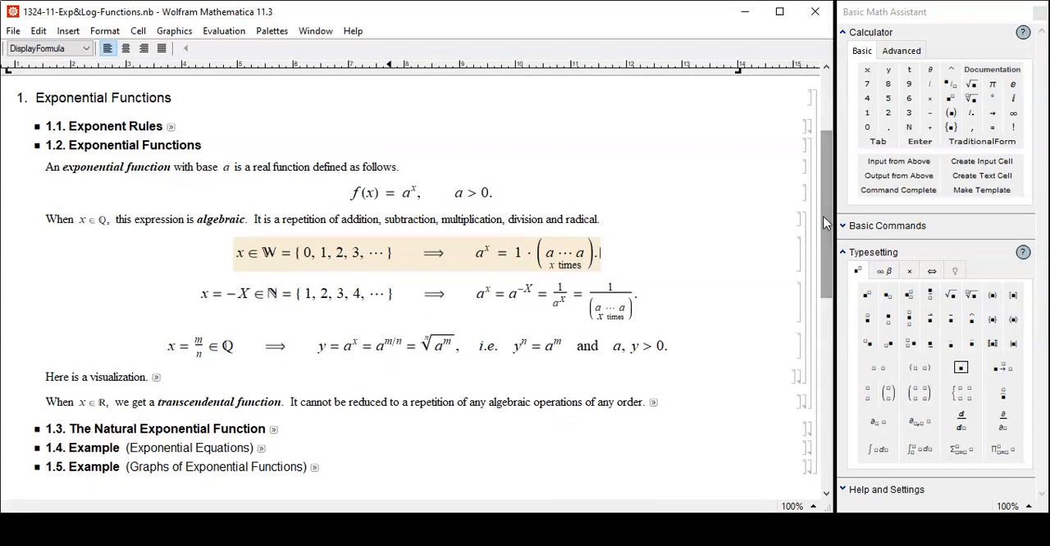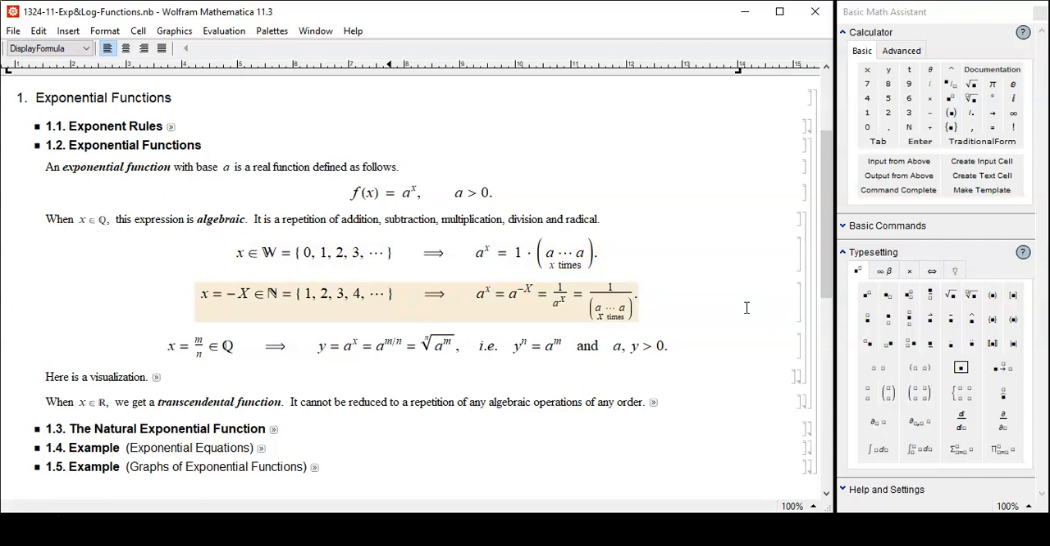Now what if x is a negative integer? Then x is negative 1, negative 2, negative 3, or in other words, x is negative capital X where capital X is 1, 2, 3, 4, positive. So we have 1 over a to the capital X, and capital X is positive, so we have repeated multiplication, except that it happens in the denominator. Okay, here we go. When x is a whole number, repeated multiplication. When x is a negative integer, then we have repeated division.